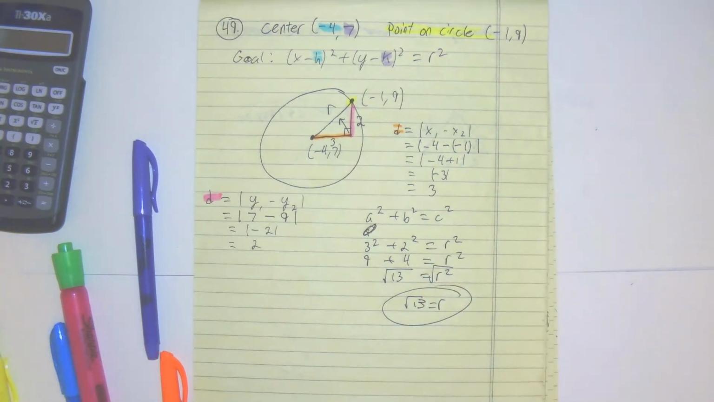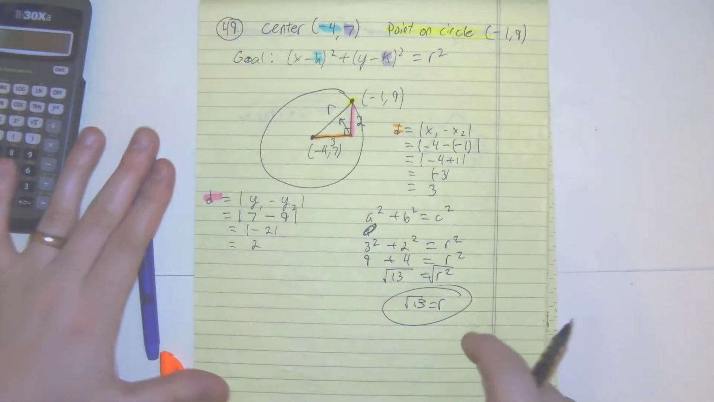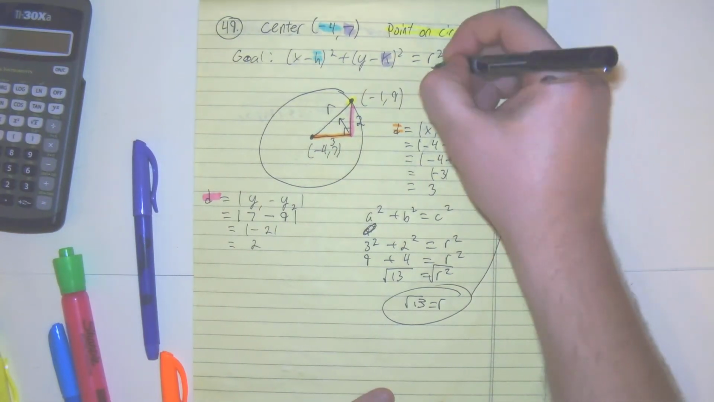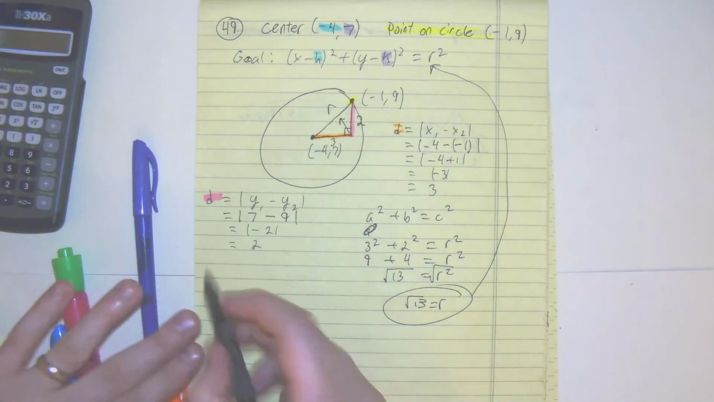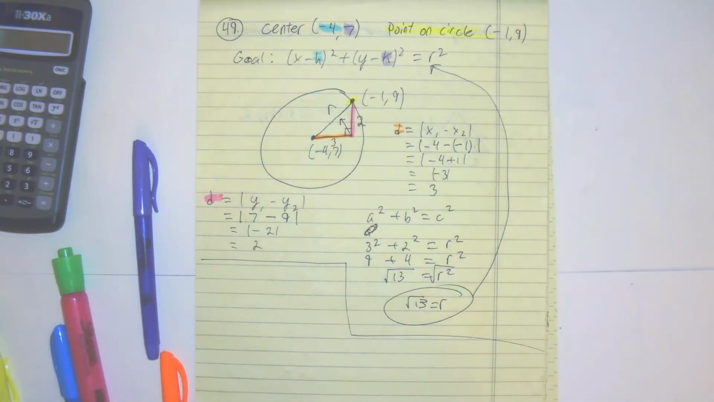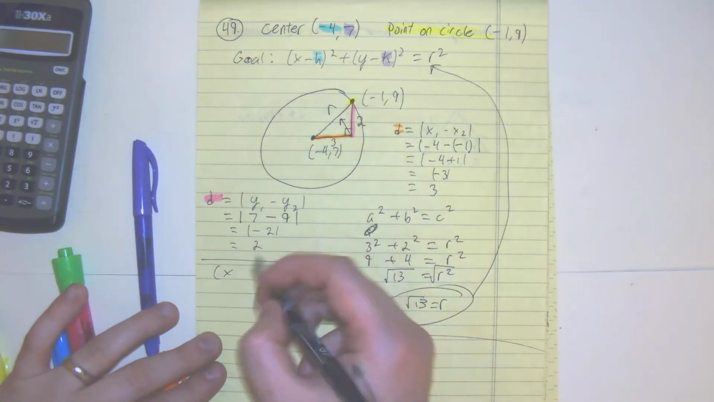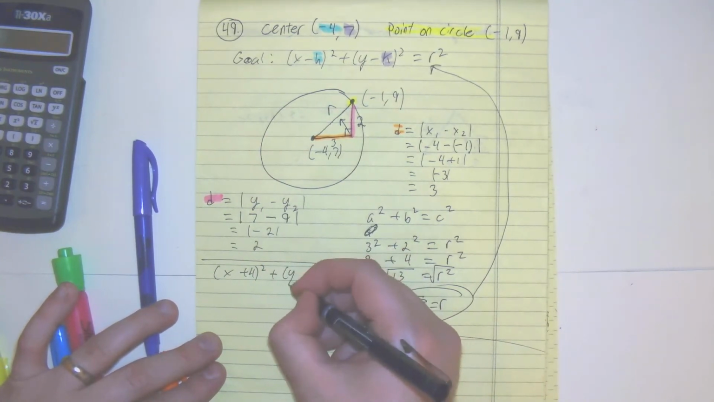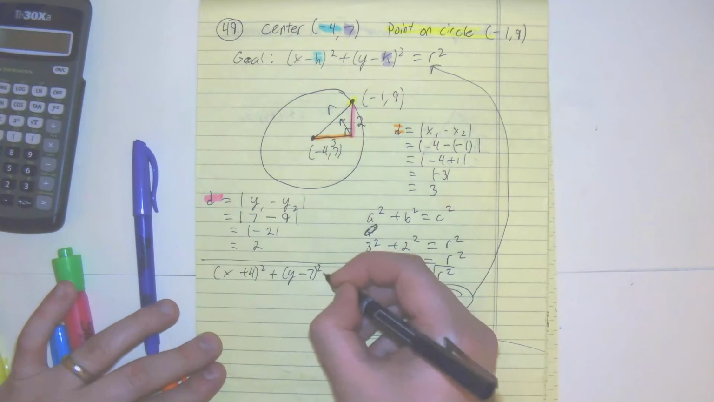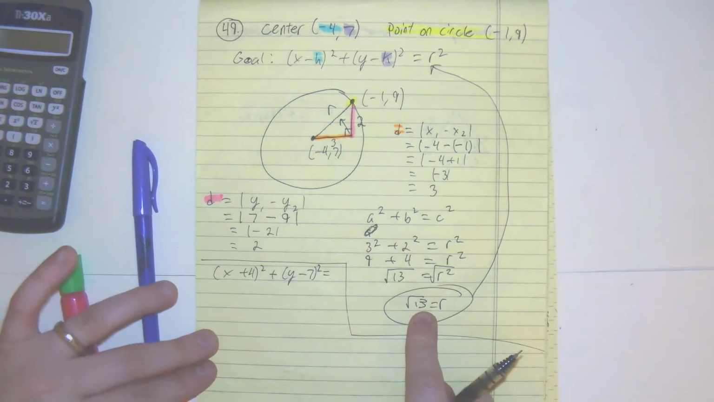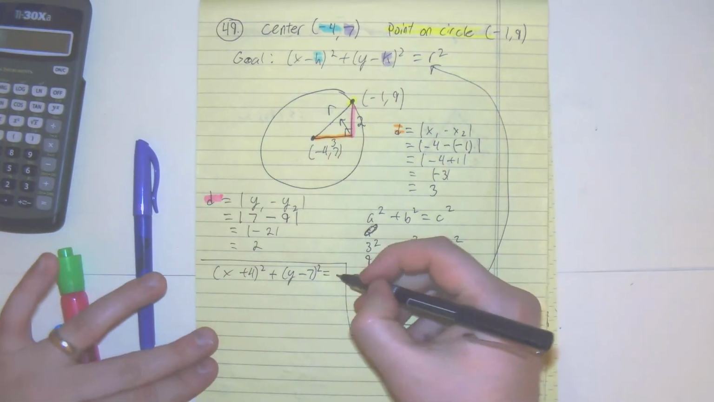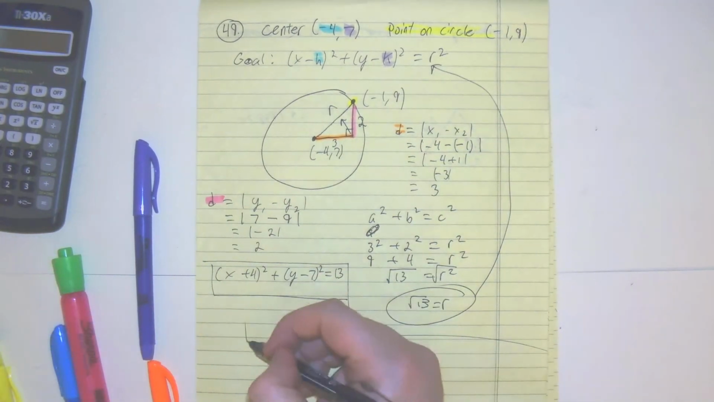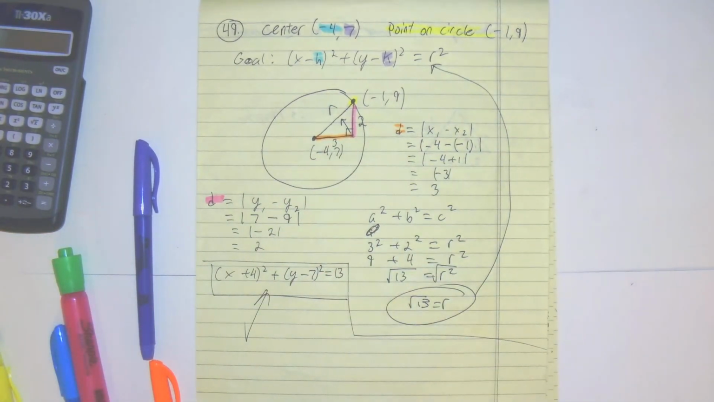So from here, we can just plug everything into this formula. Now that we have the radius, let's plug it into there. So I'm going to do the answer right here. So we have x plus 4 squared plus y minus 7 squared equals the square root of 13 squared, which would give us a positive 13. So our answer for this problem is right here. That's our equation we've been looking for.